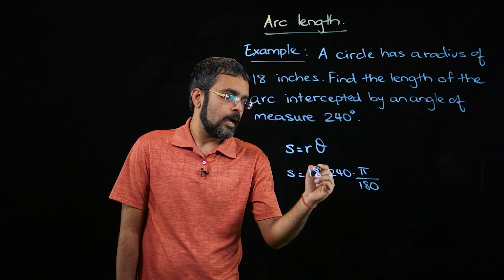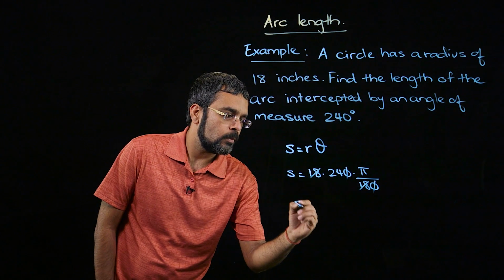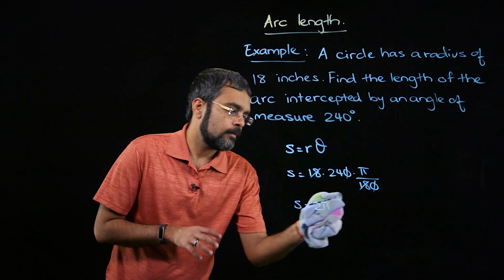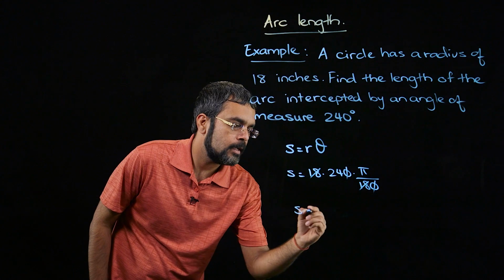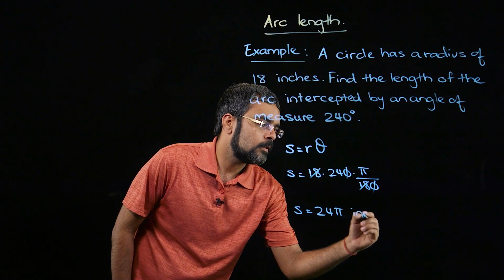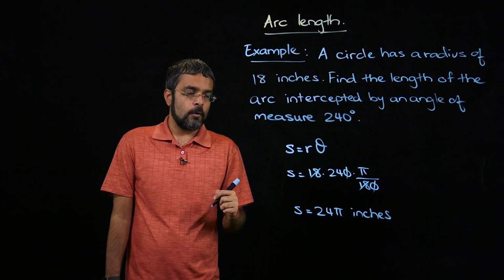The zeros will cancel out here. 18 and 18 cancel out, and so my S is 24 pi. So my S is 24 pi inches. The length of this arc is 24 pi inches.